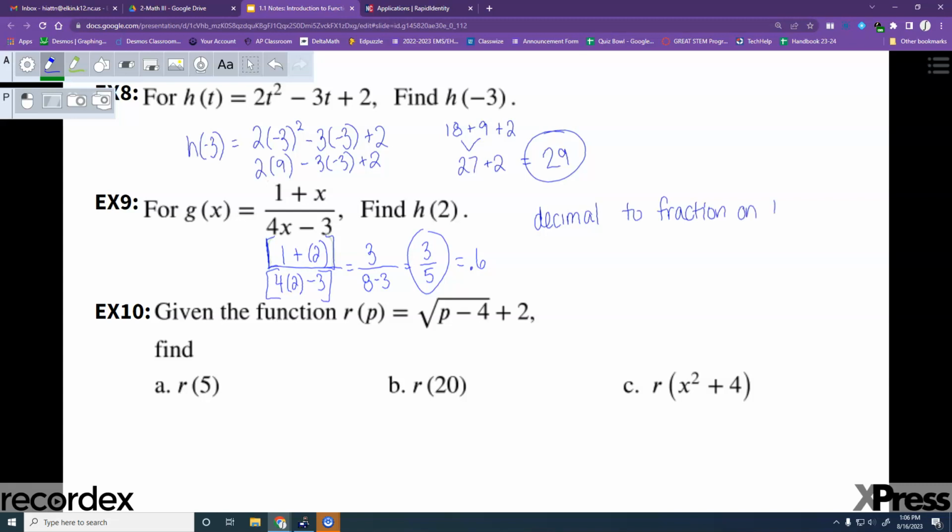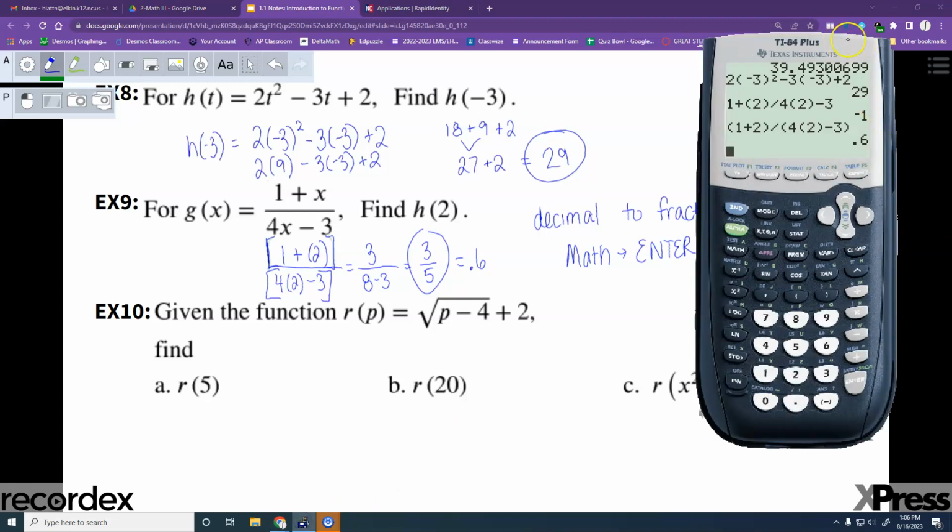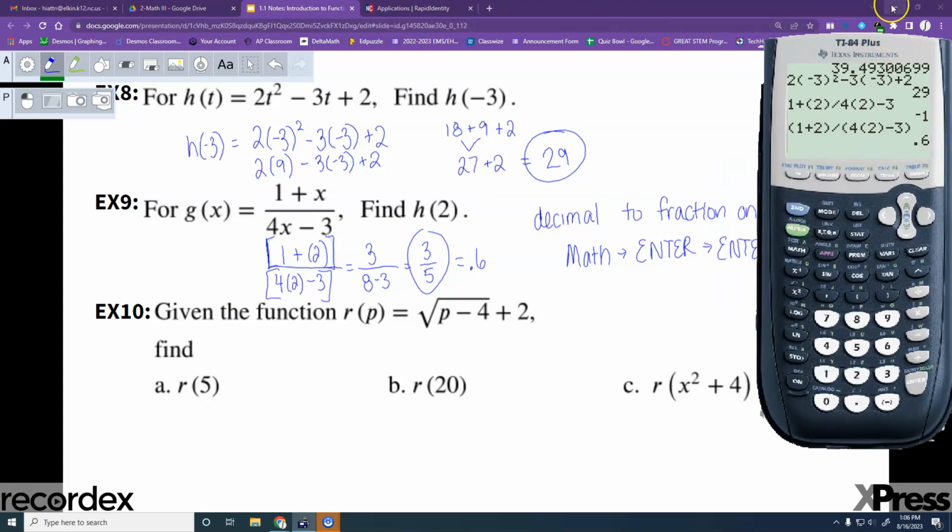On the 84, you're going to press math, enter, enter. So if you're here and you just got 0.6, but your answer choices are in fractions, you can go math, enter, and it'll change it to a fraction for you.